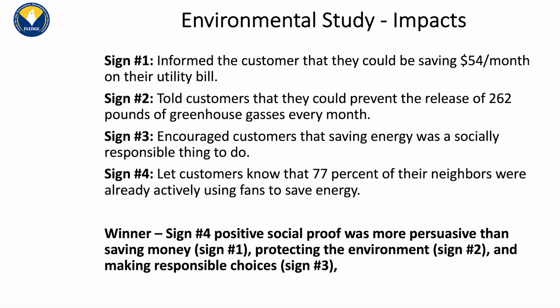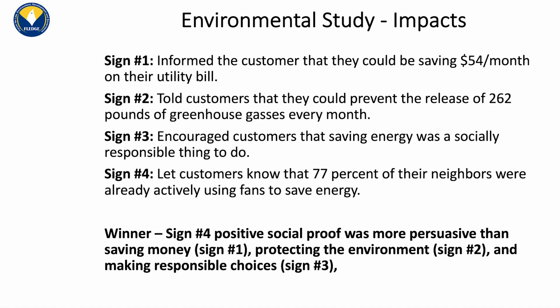This, in technical terms, is what is called social proofing a message. And currently in conservation and biodiversity areas, we still have not started using social proofing as a key area to impact the attitudes, behavior, and cognitive elements of people out there. So in that order, more neighbors using it was first, then saving money second, protecting the environment third, and the last one was making responsible choices.